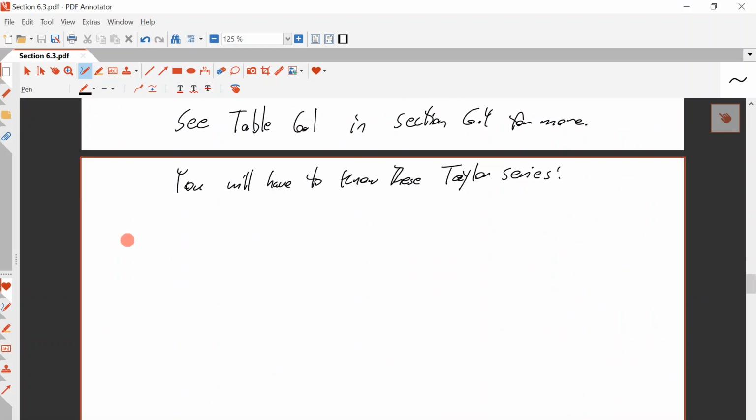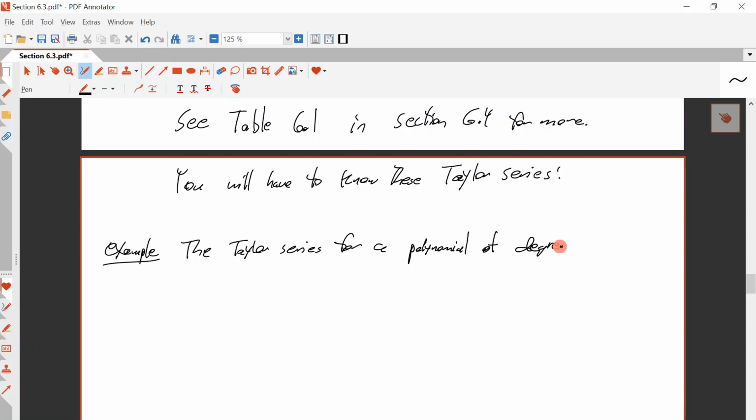All right, let's do another example. The Maclaurin series or Taylor series for just a polynomial of degree n is again a polynomial of degree n, and the two polynomials are clearly equal.